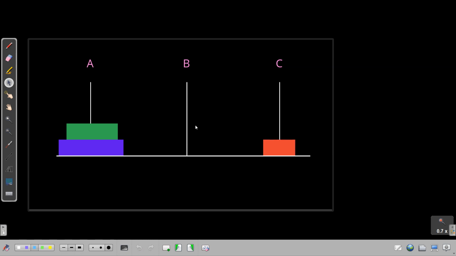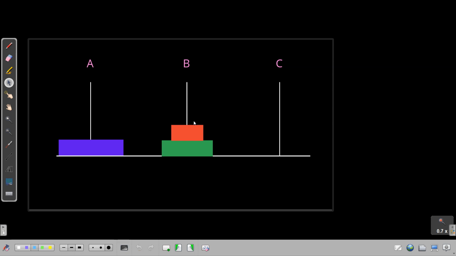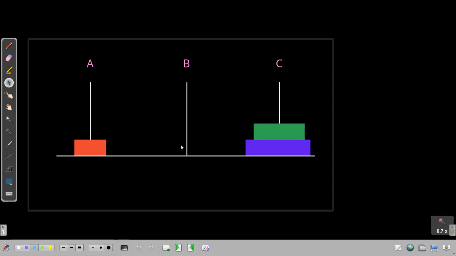First we will move the red block to the C rod. In the next step we will move the green block to the B rod. Next you have to move the red block back to the B rod. So this is our final step.